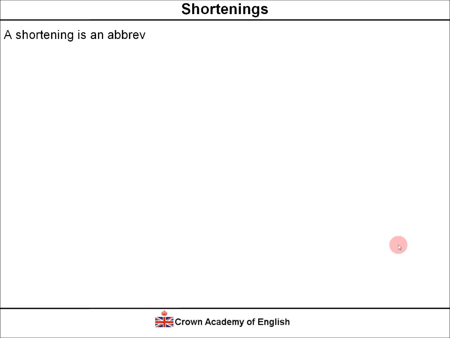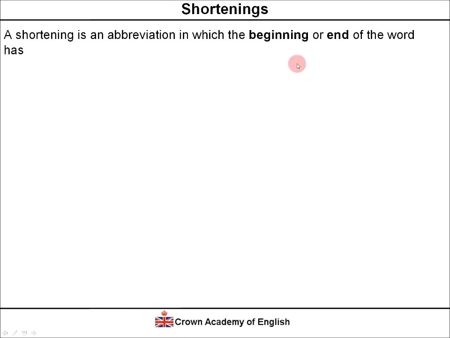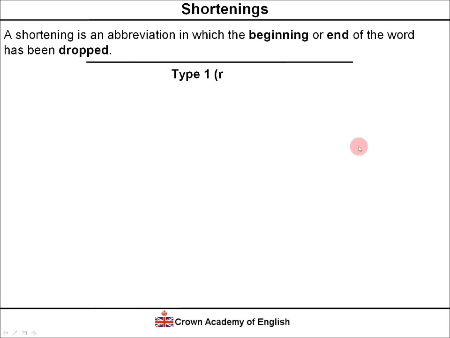Shortenings. A shortening is an abbreviation in which the beginning or the end of the word has been dropped. And there are two types of shortenings. Type 1, real words. So here are some examples. Ad, app, flu, blog, rhino.